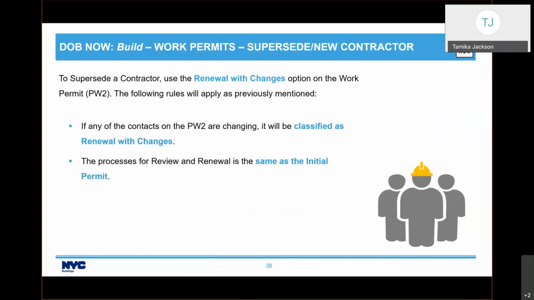Now, before I get into supersede of an applicant of record, here's a reminder that adding new contractors is done when you're renewing a work permit with changes. If you were in one of our previous sessions, you would have seen us do that, but I'll just recap. To replace a contractor that was withdrawn, you can simply select renewal with changes to add or change the contractor on the permit. I believe there's a video out there of us doing that from a previous session, so you can check that out as well.